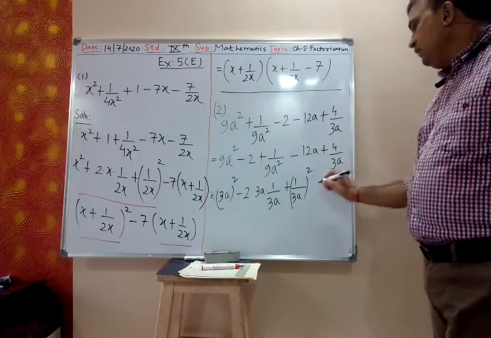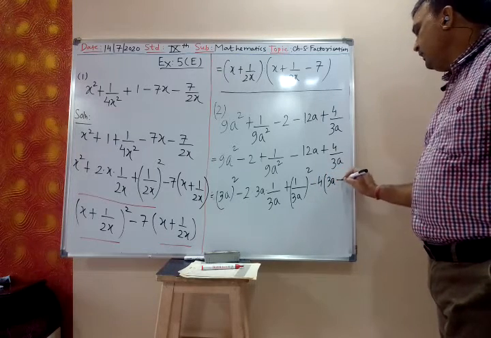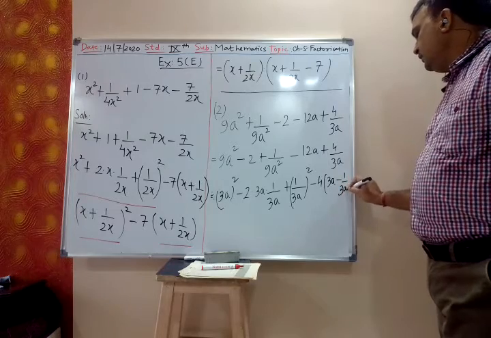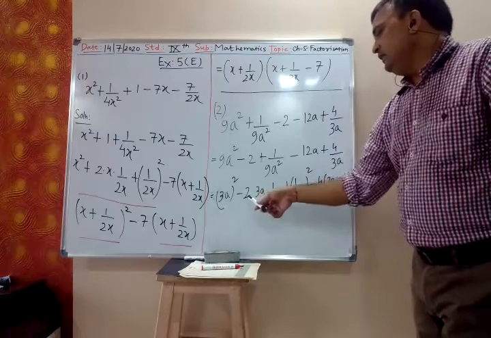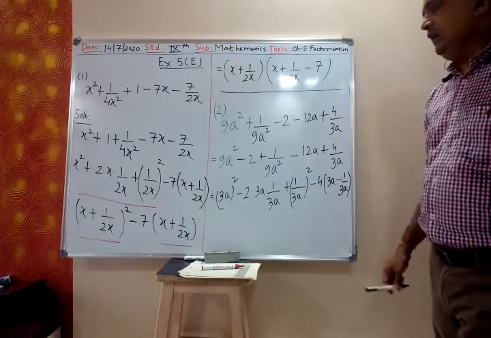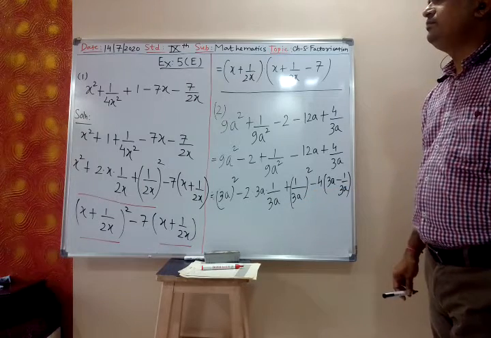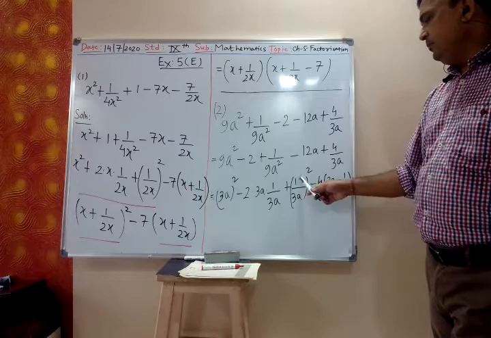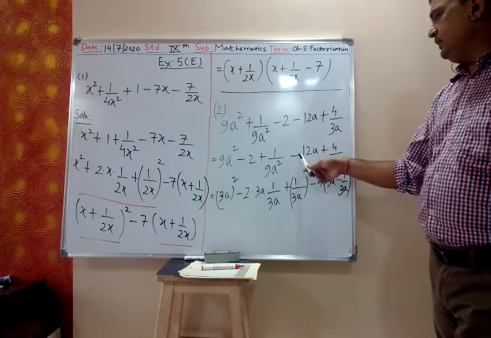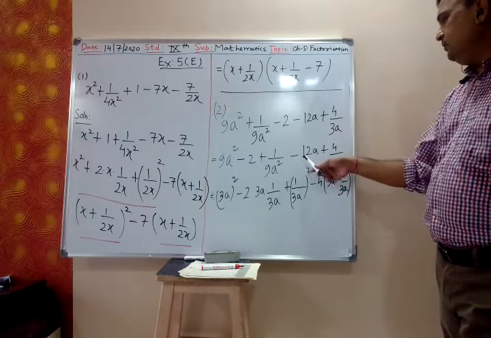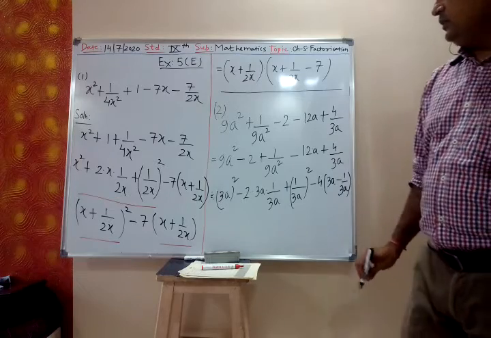1 upon 9a square I can write as 1 upon 3a whole square. Then 12a and 4 upon 3a, I can take 4 common. Then it is 3a minus 1 upon 3a. So a square minus 2ab plus b square, 1 upon 3a whole square. Then minus 12a and plus 4 upon 3a, I will take minus 4 common. So it is 3a minus 1 upon 3a.